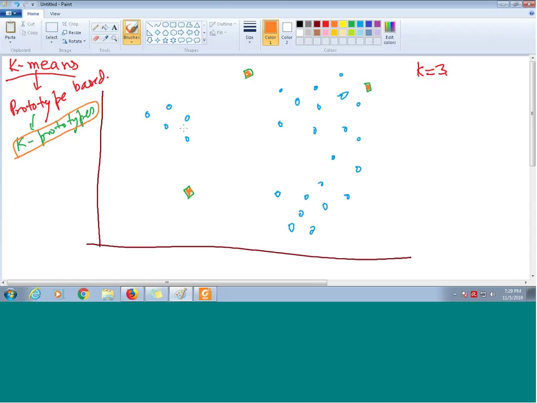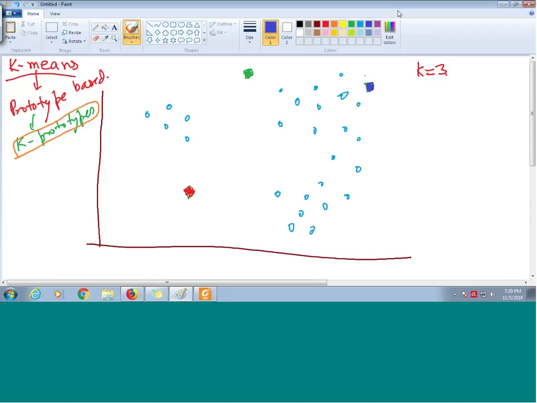Now each of the data items should be assigned to a prototype, because I am saying that this item is of this type, this item is of this type. So every item should be assigned a prototype. Let me segregate them by giving different colors. There is a green prototype, a red prototype, so that we can differentiate, and a blue prototype.